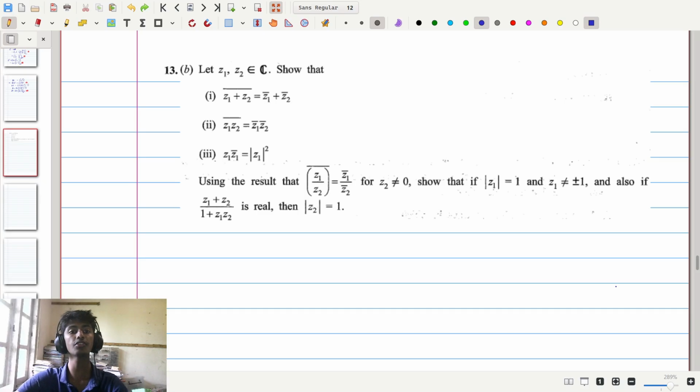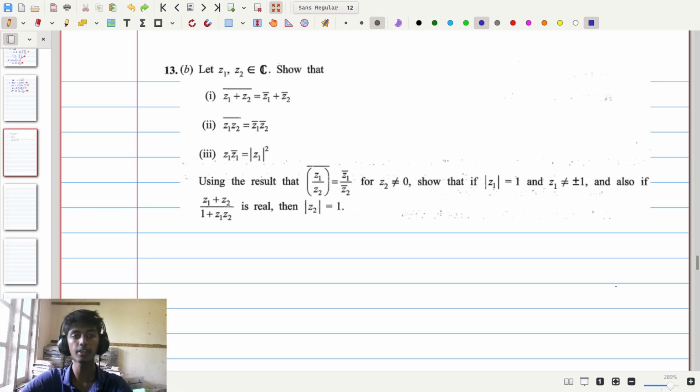The question says, let Z1 and Z2 be elements of the complex numbers, and given this, we are asked to show that first, the conjugate of Z1 plus Z2 is equal to Z1 conjugate plus Z2 conjugate. We are then asked to show that the conjugate of Z1 times Z2 is equal to Z1 conjugate times Z2 conjugate, and finally we are asked to show that Z1 times Z1 conjugate is equal to the modulus of Z1 squared.